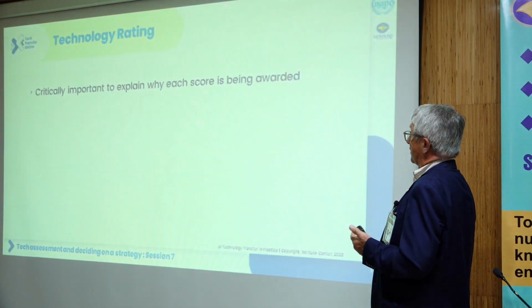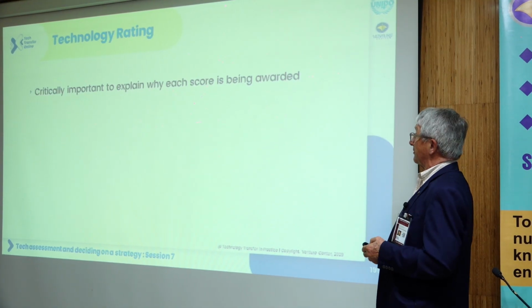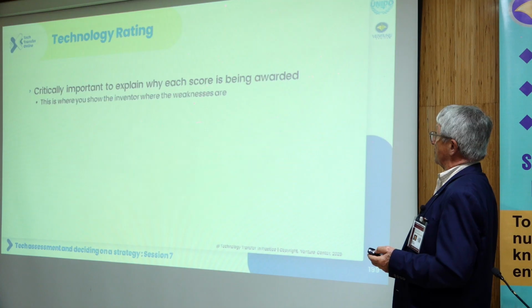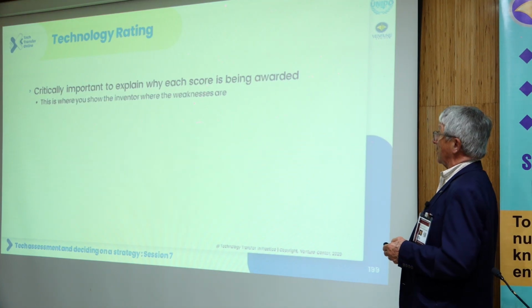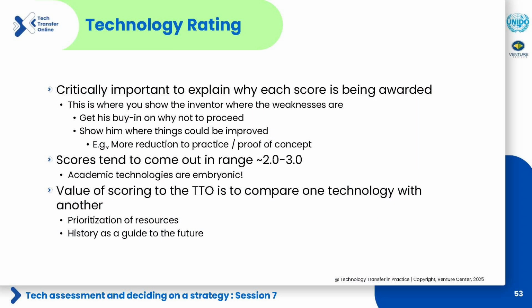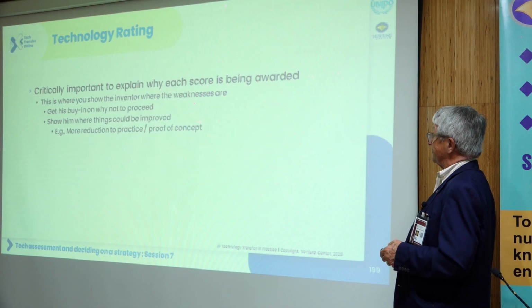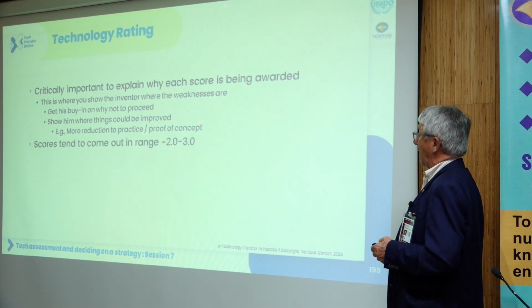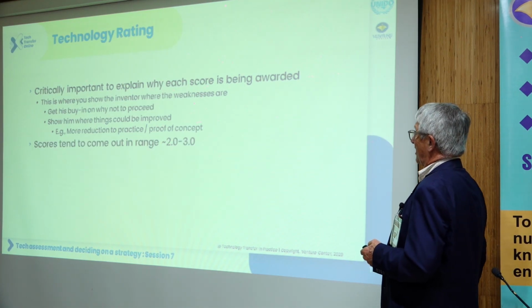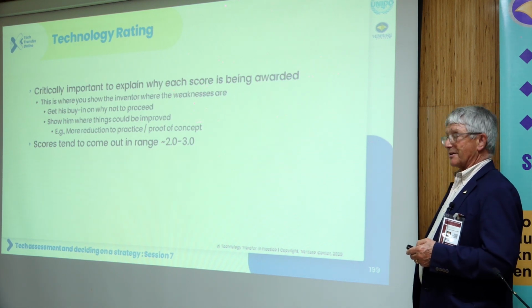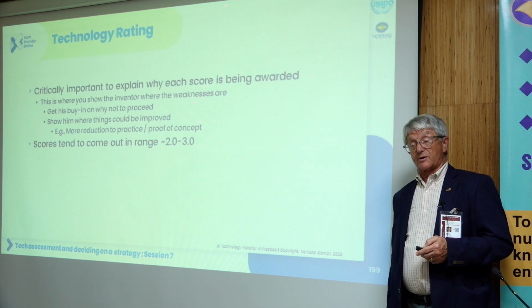I think it's critically important in your report to explain why each score is being given. This is where you show the inventor where the weaknesses are, and you get his or her buy-in on why not to proceed. Show him where things could be improved: more reduction to practice, proof of concept. Scores tend to come out in the range of about 2 to 3. You don't get many 1s, and you certainly don't get any 5s.